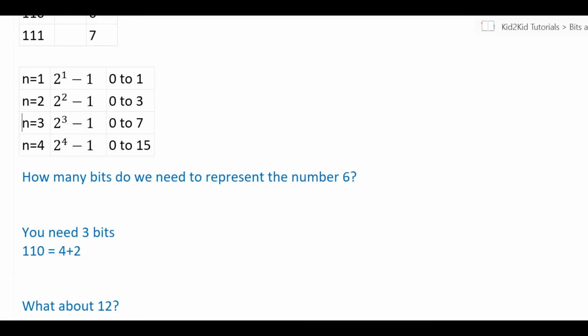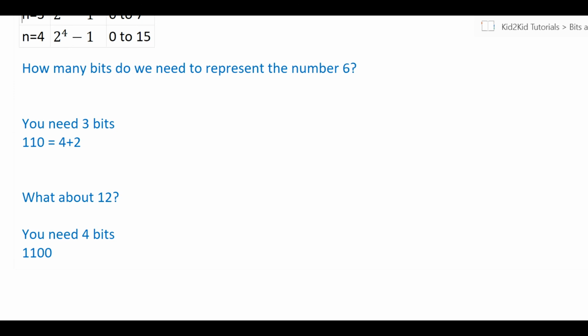What about 12? How would you represent 12? Pause the video again if you know this. You would need 4 bits, because 4 bits includes the numbers 0 to 15, and 12 is between 0 and 15. So the binary representation for 12 is 1100.